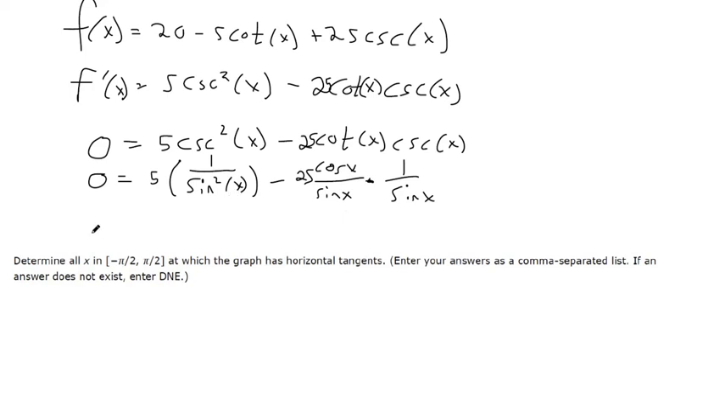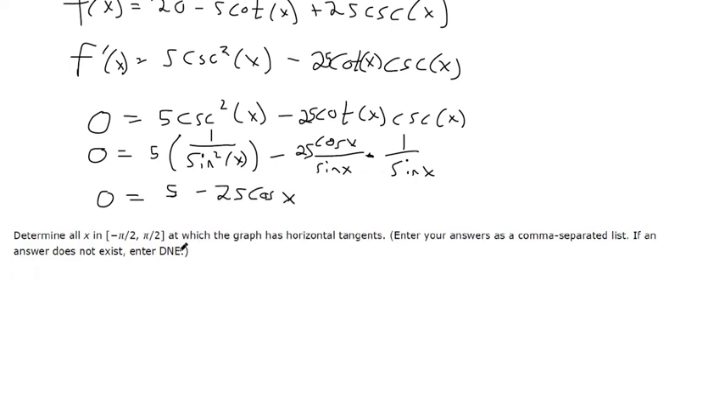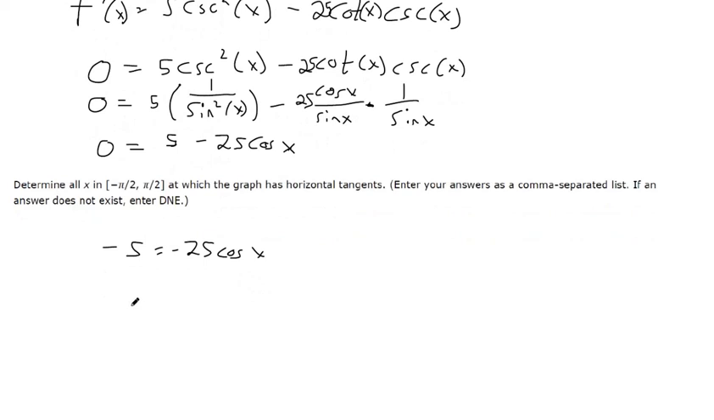Okay, so we do have common denominators. They're both going to have sine squared in the denominator. So let's multiply everything by sine squared of x, because we're trying to solve for x, and we can't solve if it's in the denominator. So if you multiply everything by sine squared x, then you've got 5 times 1 makes 5. And then sine squared x is getting canceled on the bottom here, so you got minus 25 cosine of x. So still trying to solve for x, so let's subtract that 5 from both sides. Divide both sides by negative 25.